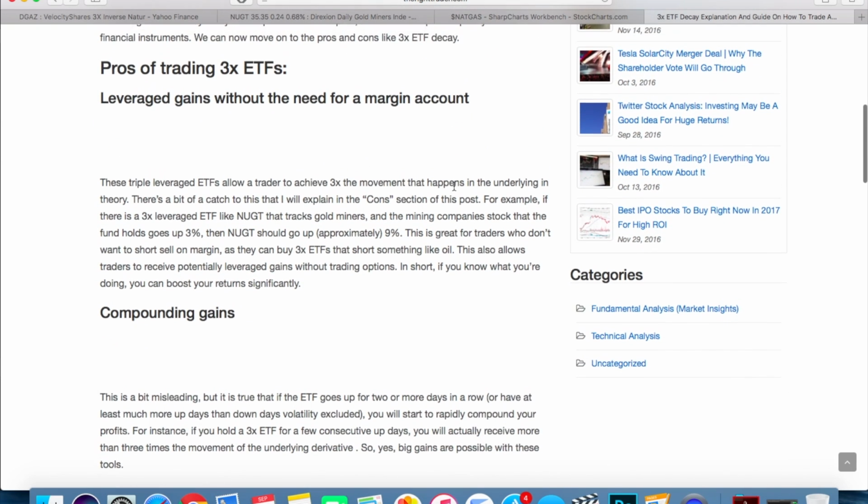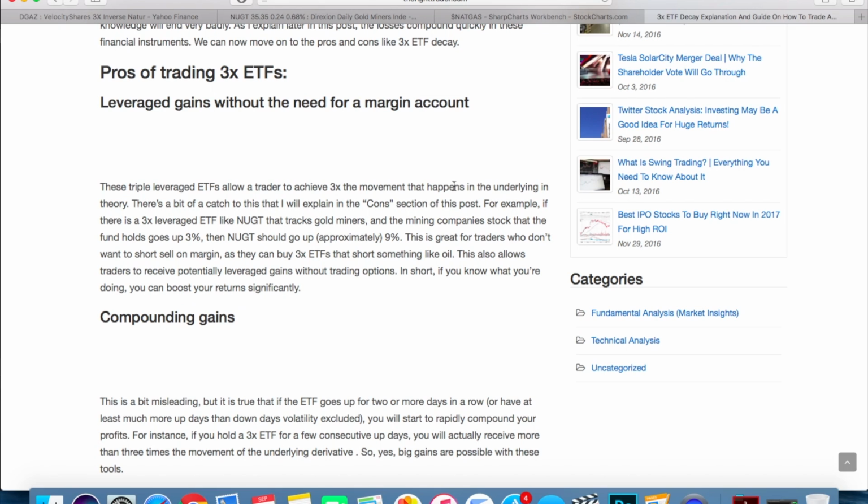Okay, so moving on, we have compounding gains. What I mean by that is since these 3 times ETFs do go up quite a bit or down, that's obviously the risk, these 3 times ETFs can easily go up 5, 10, 15% in a day, and even do that a couple days in a row. That's obviously really powerful, because you're going to be compounding day after day all your gains. So if you start, let's say, with $10,000 and it goes up 10%, you're going to have $11,000 the next day, and that's going to compound quickly.